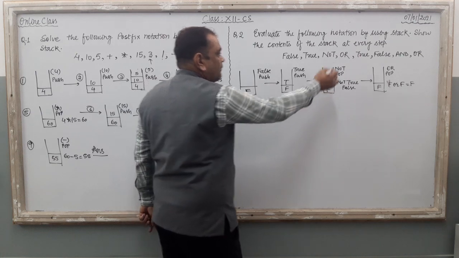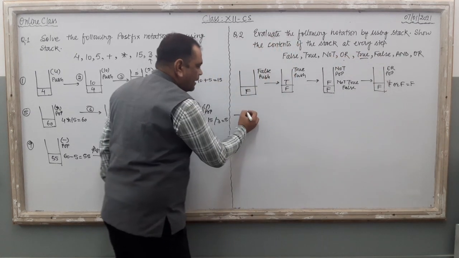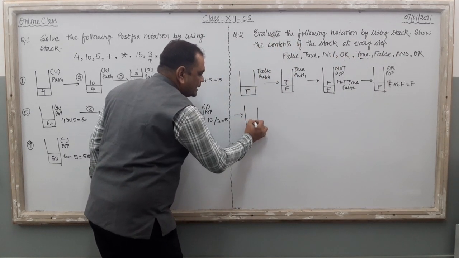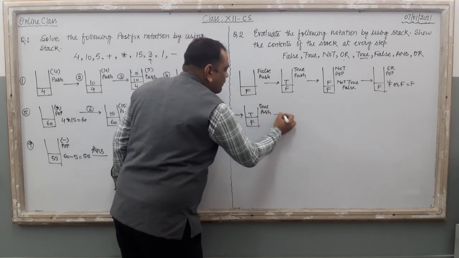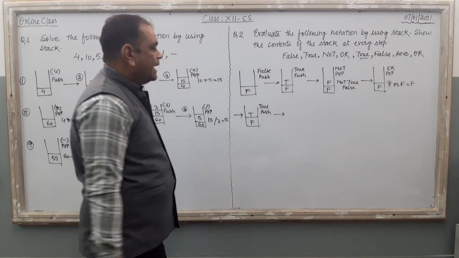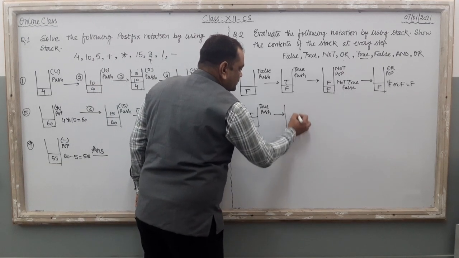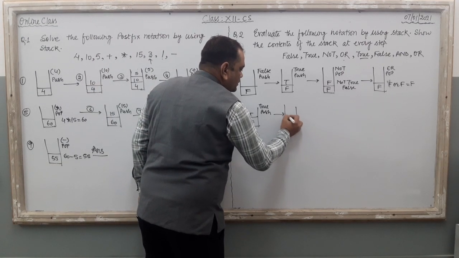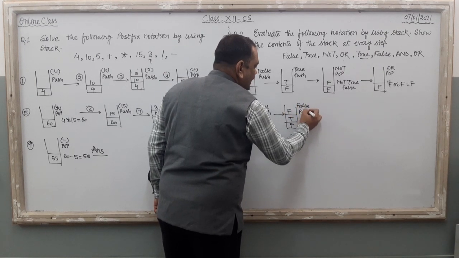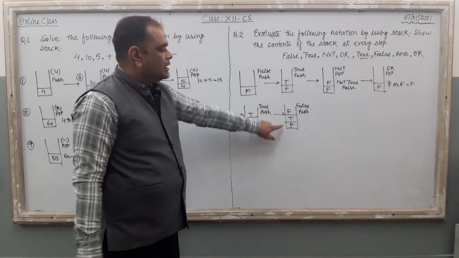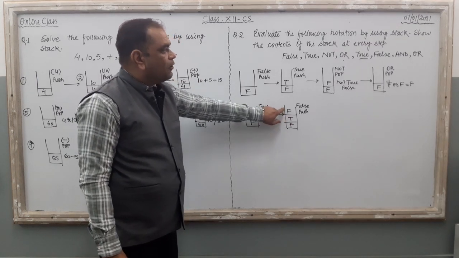Then after this OR, true operand means what? Your stack looks like this, F, true. Just write true and then push below this true. Done. Then again false operand. False, true, false. Push this false into the stack. The stack looks like false, true, false.